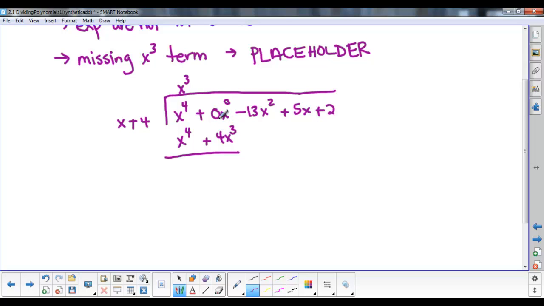In any case, 0x cubed take away 4x cubed, and then drop down the next term and continue the process. What do we need to multiply x by to get to negative 4x cubed? Well, I need to multiply by negative 4 and then an x squared. So take this negative 4x squared and multiply.